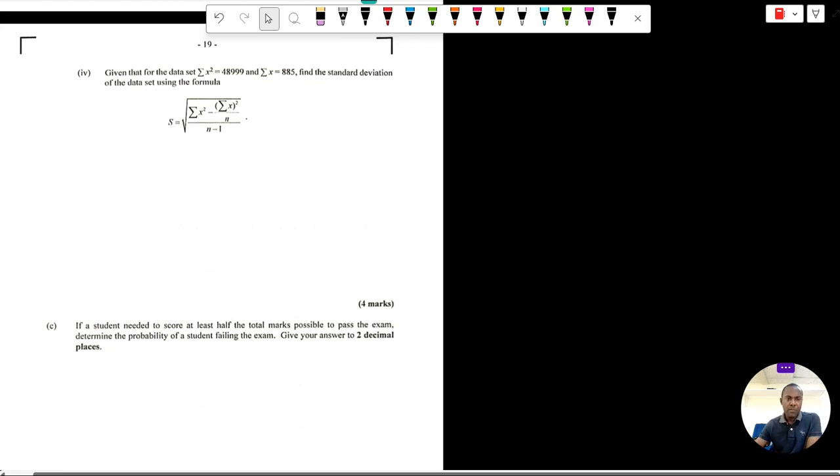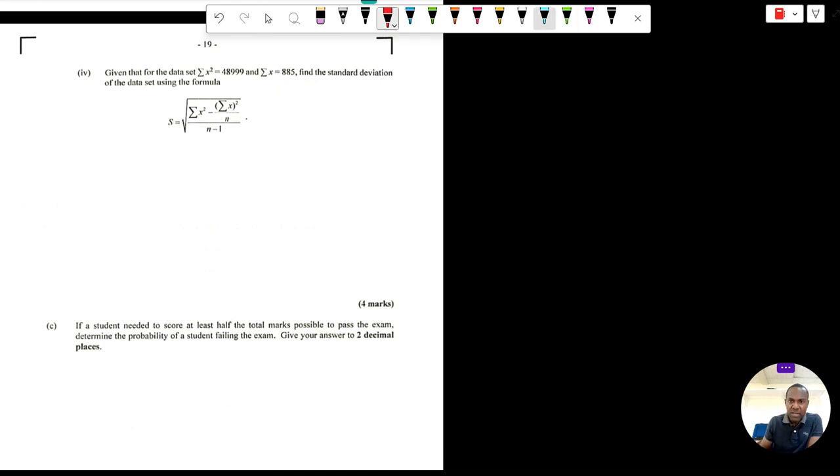Now, part 4 of the question. Part 4 says, given that for the data set, sigma x squared, and once again, the Greek letter sigma is used to represent the sum of in math, and in physics too. So we say that sigma x squared is equal to 48,999. And what this represents is the sum of the squares of all scores.